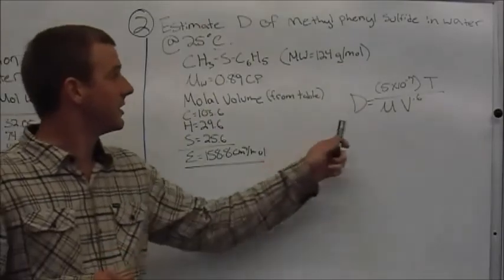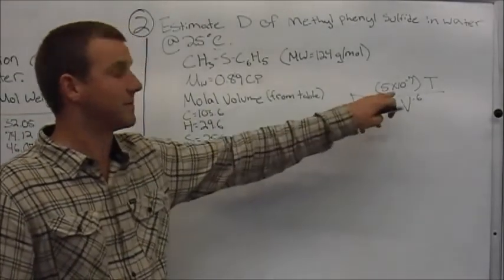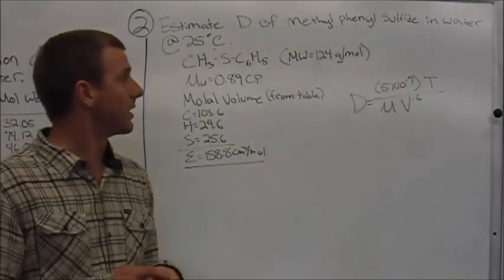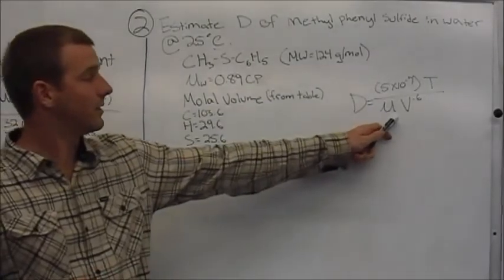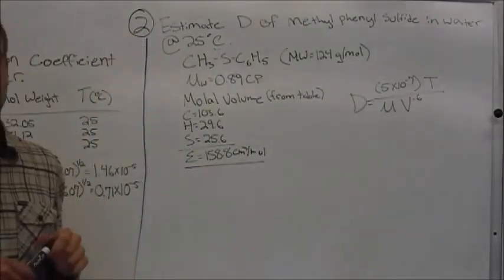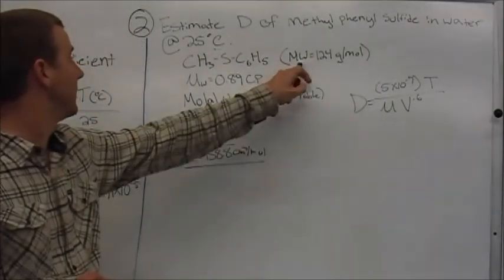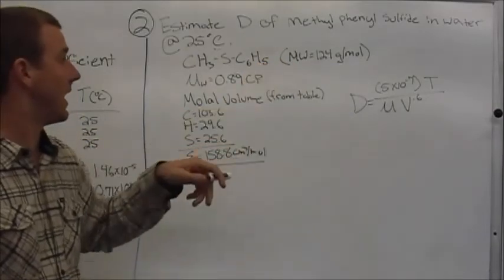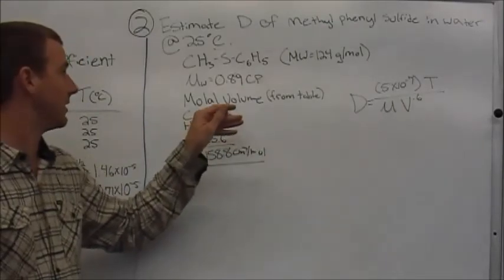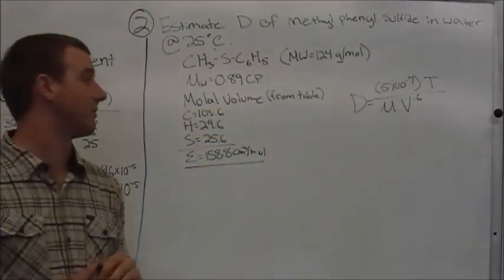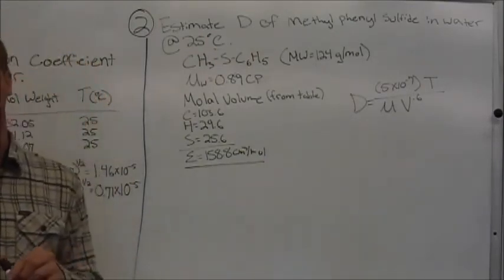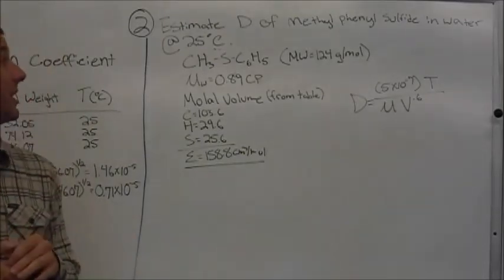The Wilke-Chang equation is shown right here. The diffusion coefficient equals 5 times 10 to the negative 7th times temperature divided by the product of the viscosity of water times the molar volume to the 0.6. A couple of these things are already given. We have our molecular weight, the viscosity of water we're going to use is 0.89, and we're going to get our molar volume from the table based on the components of methylphenyl sulfide, which is going to give us 158.8 centimeters cubed per mole.